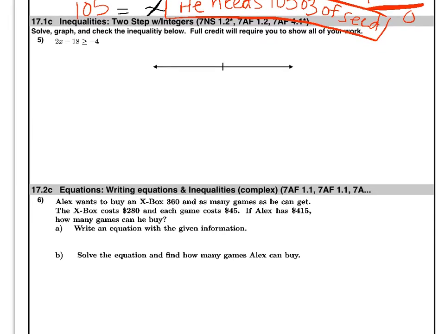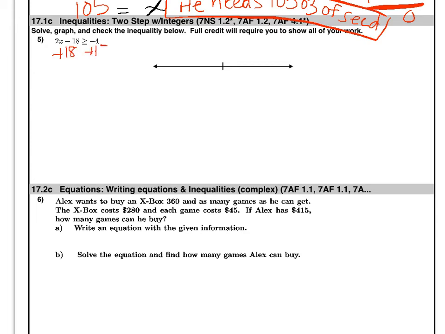Okay, these are our two-step problems with integers, and there are inequalities. So the things that you have to remember about inequalities are that there is a shading component to them, there's a check component to them, and if you multiply or divide by a negative, you need to flip the sign. So we're going to add 18 to both sides to get our x alone. I'm left with a 2x on the left is greater than or equal to, and negative 4 plus 18 is a positive 14. I'm going to divide both sides by 2 to get my x alone.